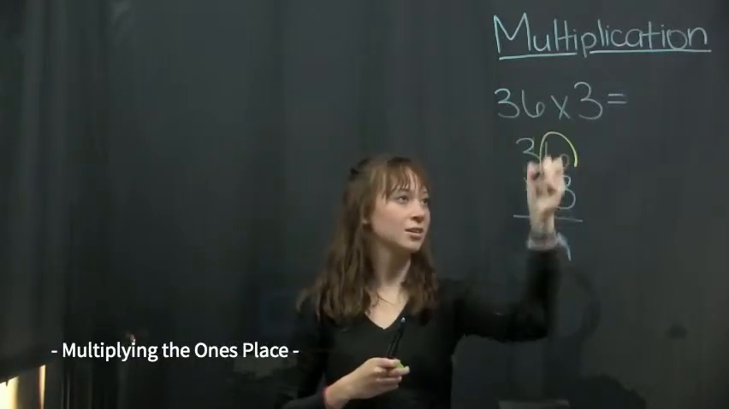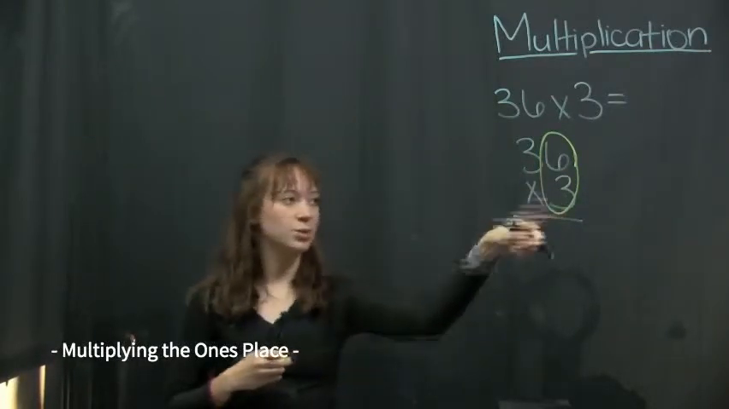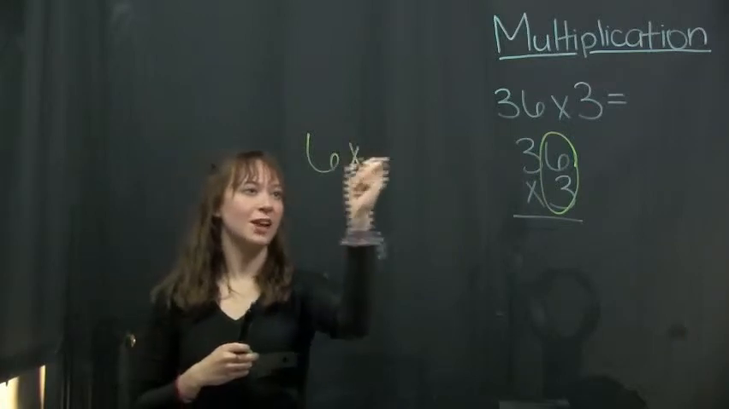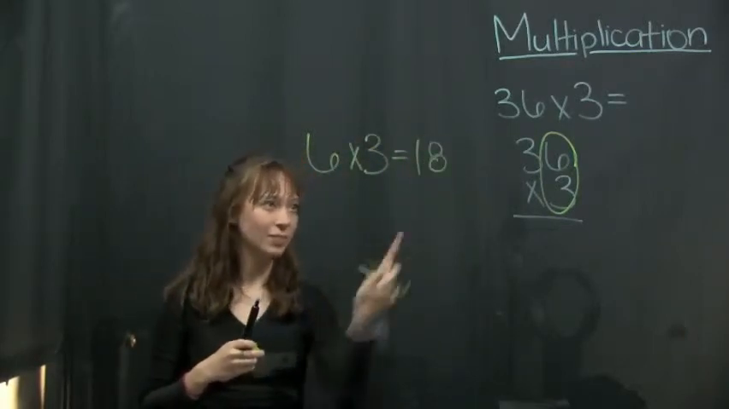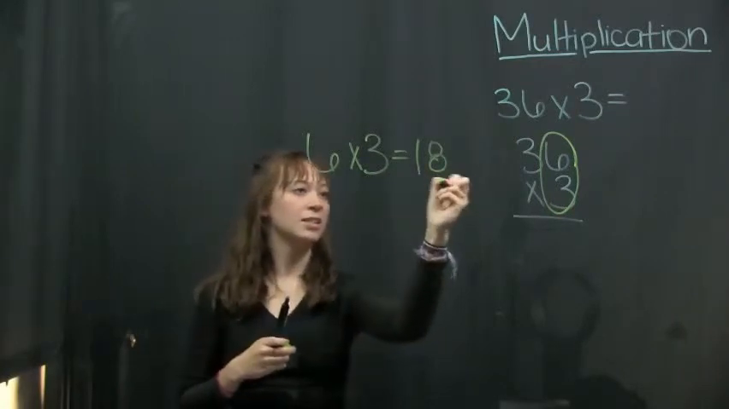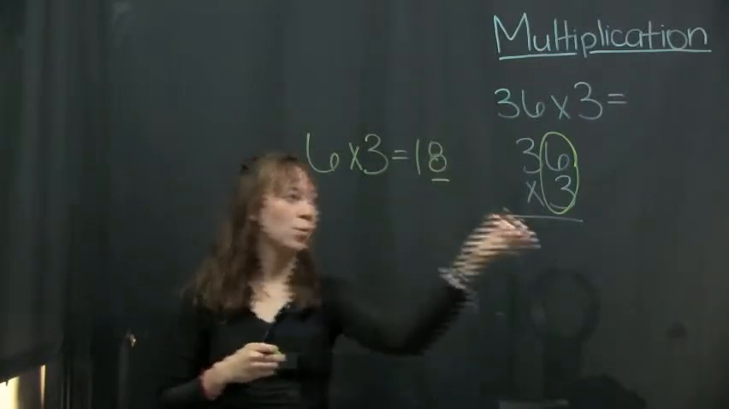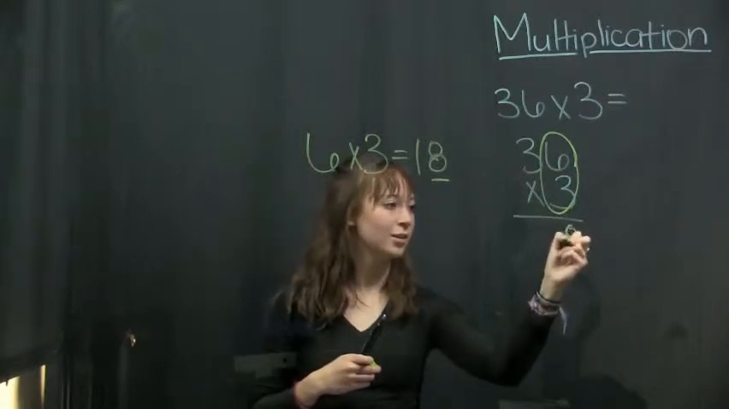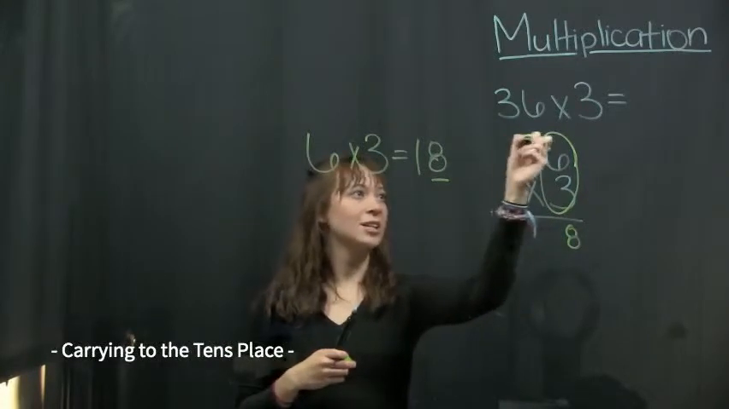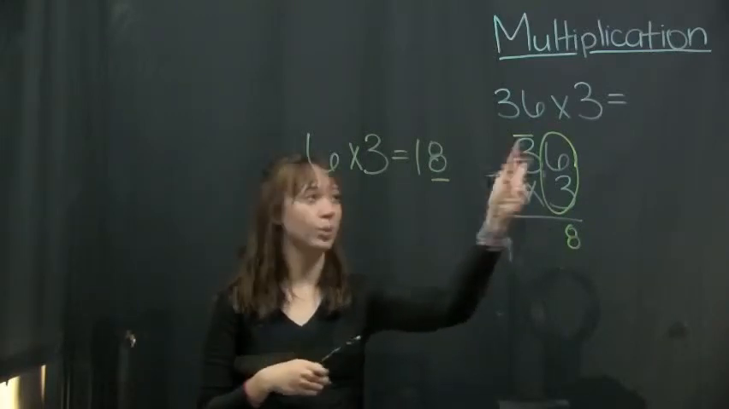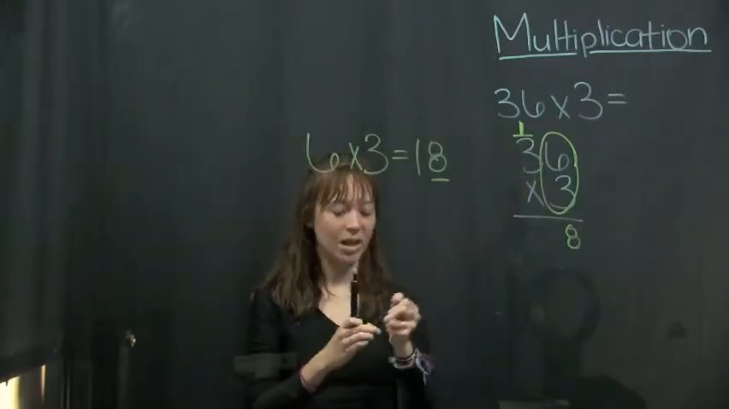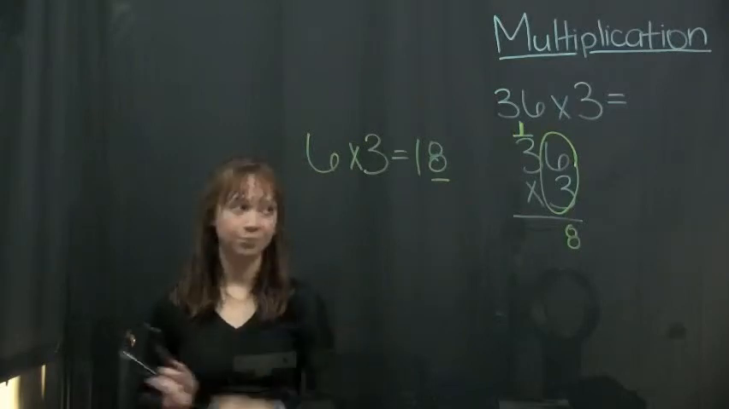So you're going to take the ones place times the ones place. So that's 6 times 3. And 6 times 3 is 18. And since this is the ones place, you're going to drop the 8 right down here. And you're going to carry the tens place just like you do in addition, and you're going to put it right above this tens place up here. So there's our 1. And then we're going to ignore that for a little bit.